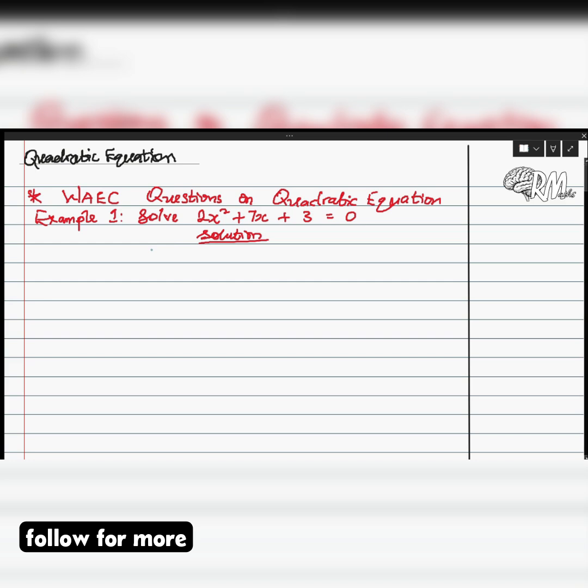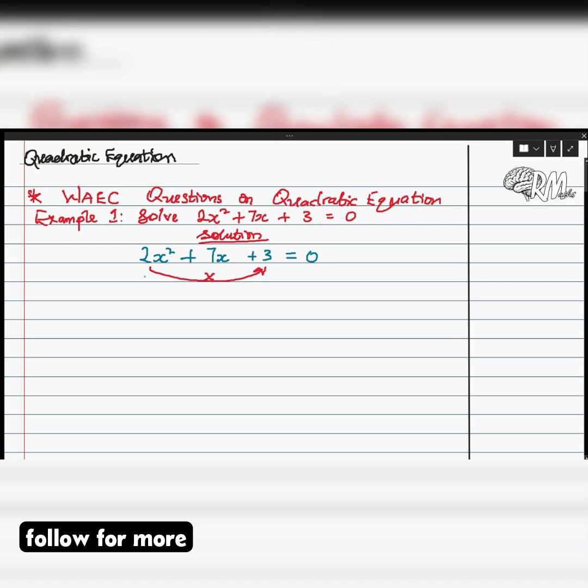Now to solve this kind of question is also very easy. I have 2x squared plus 7x plus 3 equals 0. For me to solve this, since the coefficient of my x squared is having a number, I will not be able to factorize just like that. So what I'm going to do is use that number to multiply my constant. Remember, I'm multiplying it, so 2 times 3 is 6.